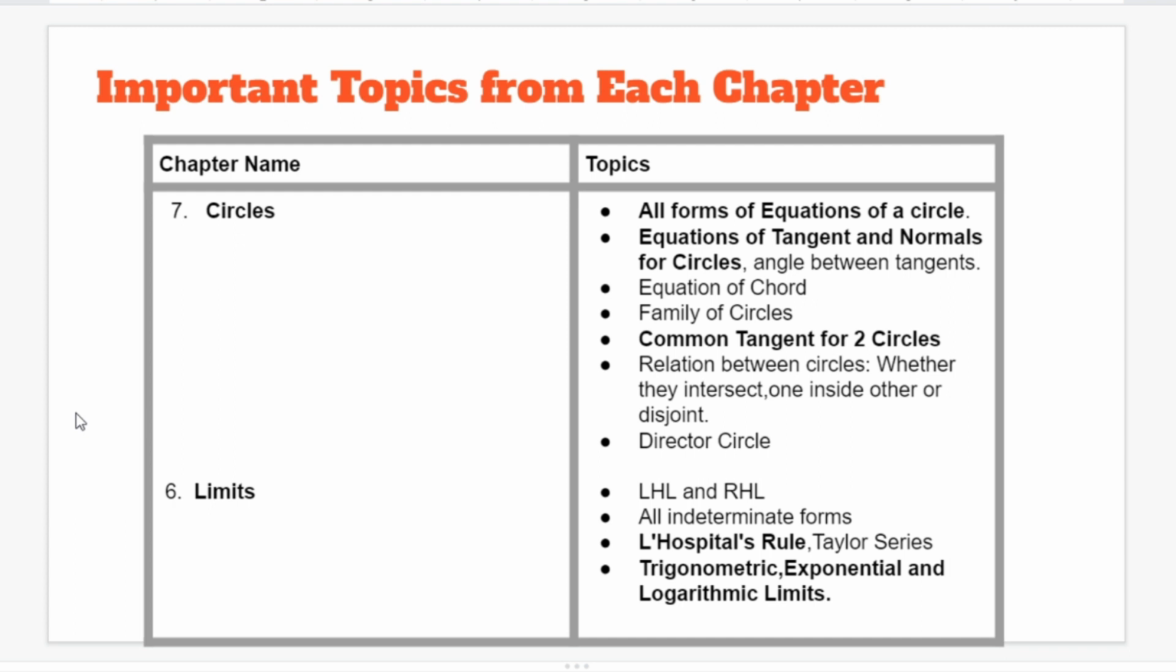Common tangent between any two conic sections. Even a circle is a conic, a parabola is a conic. Of course, ellipse and hyperbola are already conics. So try solving questions related to common tangents between conics. Coming to next, we have relation between circles, that is whether two circles intersect, overlap over each other, or whether they are disjoint circles. You have to get to know by some conditions related to their radii and the distance between the centers. And lastly, the director circle.